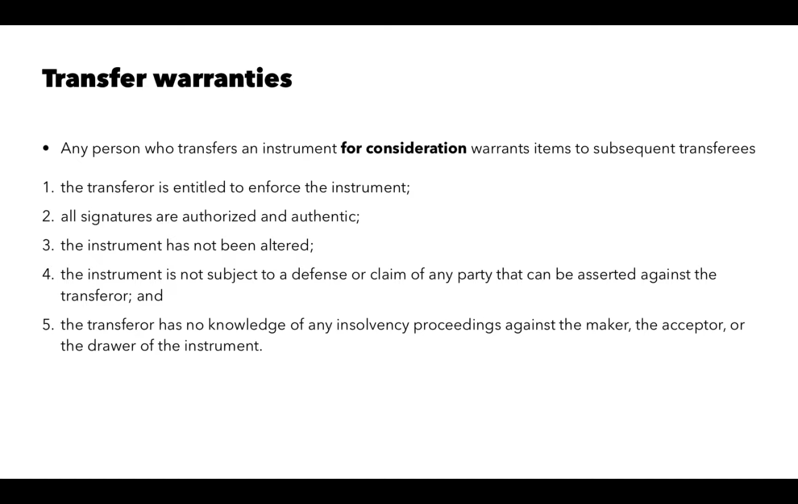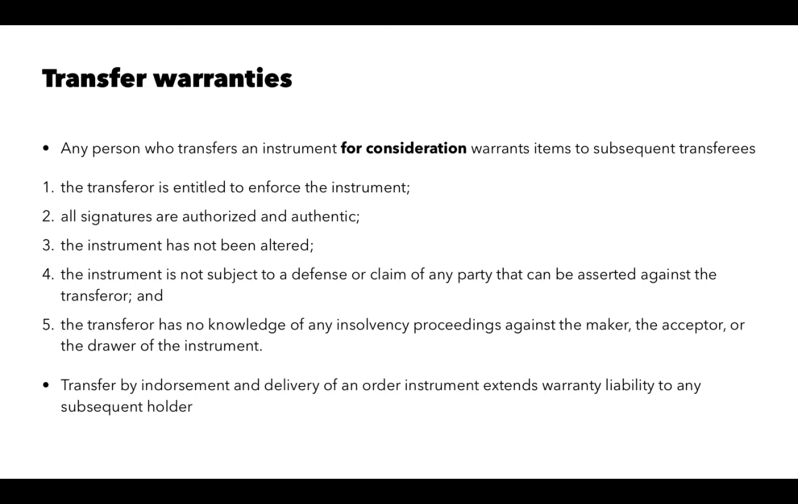So whenever a negotiable instrument is transferred, these transfer warranties are attached to that transfer, meaning if any of these are not true, then the transferor has breached the transfer warranty. Transfer by endorsement and delivery of an order instrument extends warranty liability to any subsequent holder, meaning you are warranting those elements even to subsequent holders, not just the initial transferee.